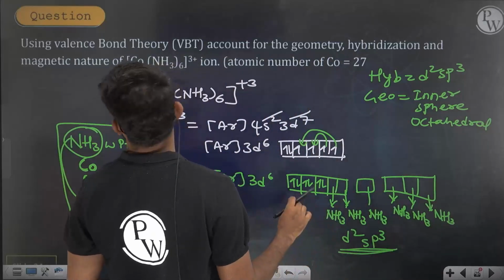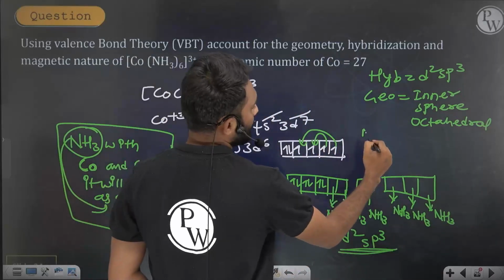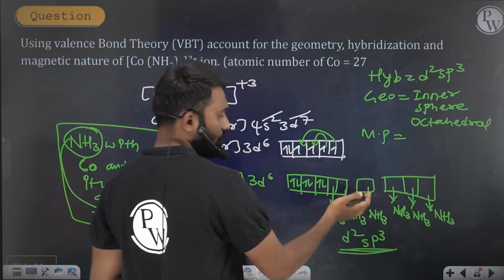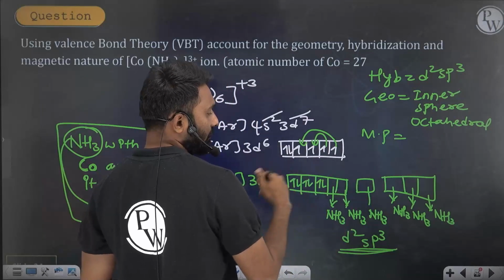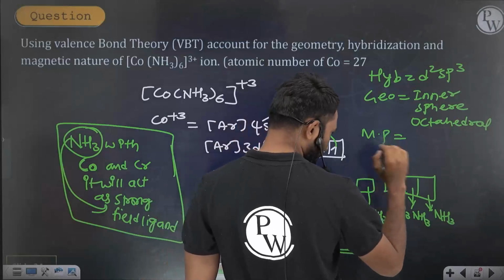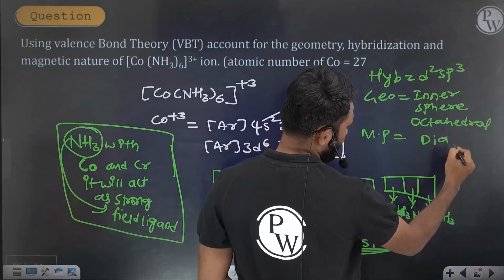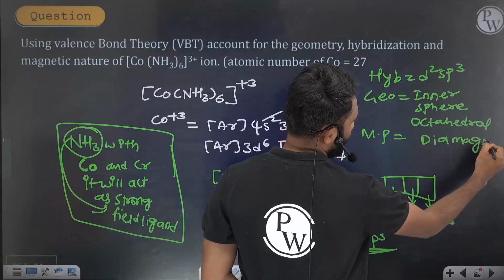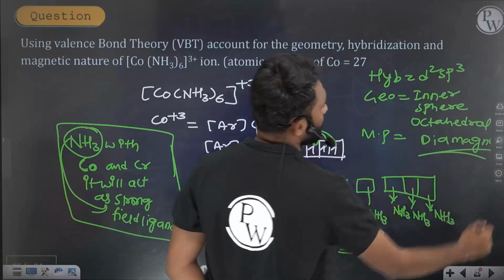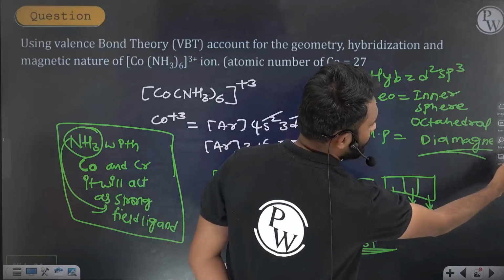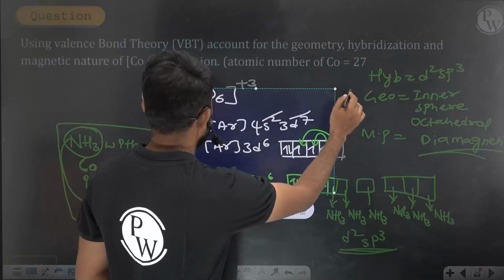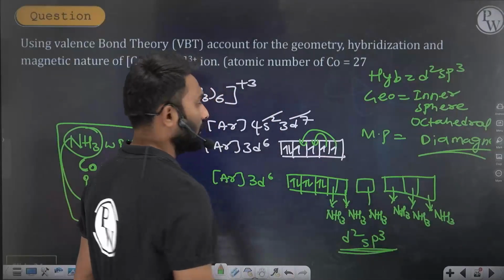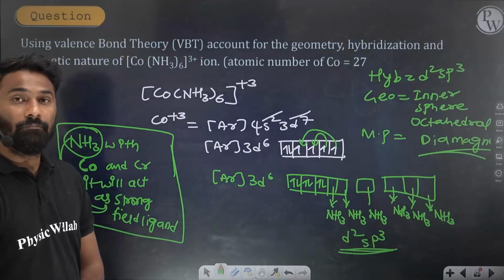Next, what are they asking? Magnetic property or magnetic nature. Are you seeing any unpaired electron? There are no unpaired electrons, therefore this is diamagnetic. Done? Clear? Next.